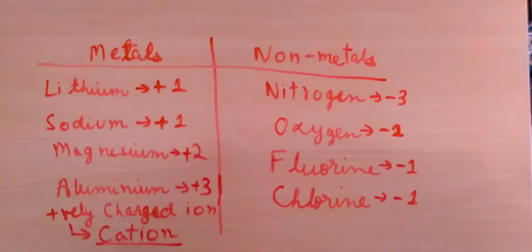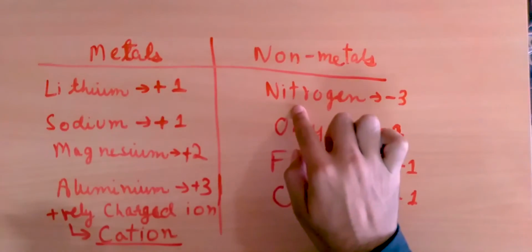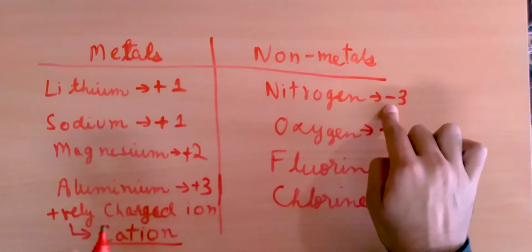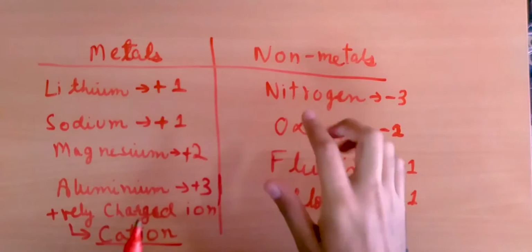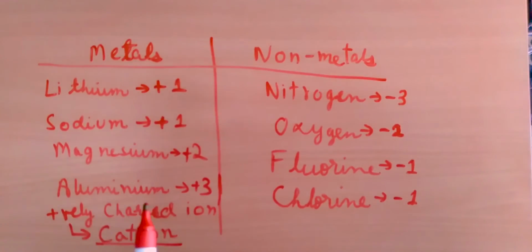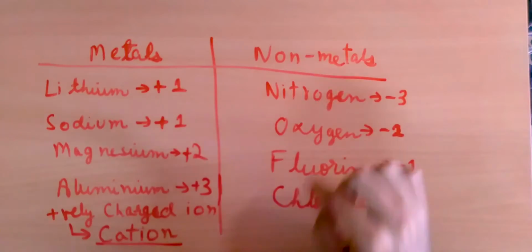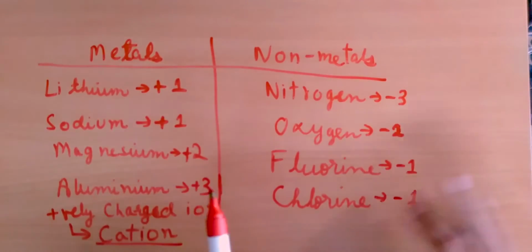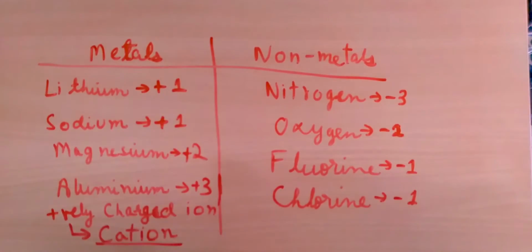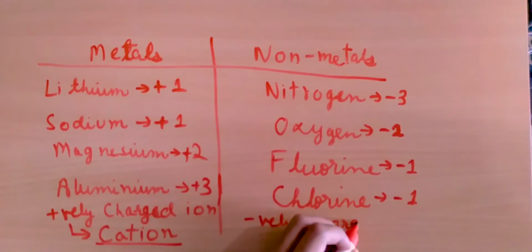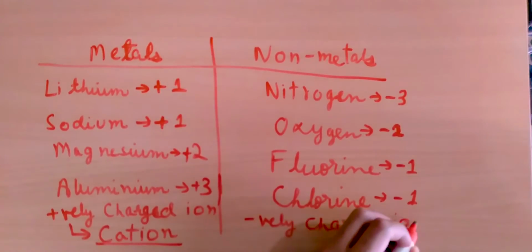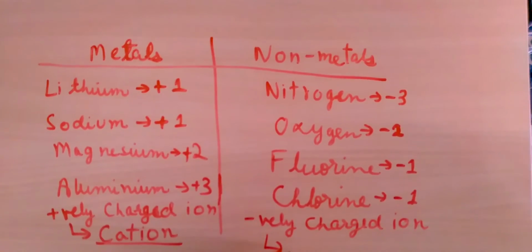Simple, right? Similarly, nitrogen would have to gain 3 electrons, which means it gains a negative charge due to those extra 3 electrons. So the nitrogen ion would have a charge of -3. Oxygen ion would have a charge of -2, fluorine ion -1, chlorine ion -1. So generally we see that non-metals have a negatively charged ion, and we have again given a name to such negatively charged ions.